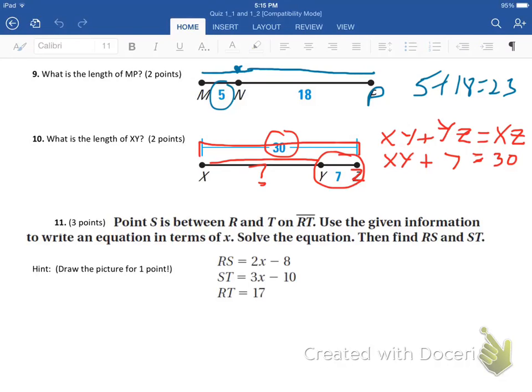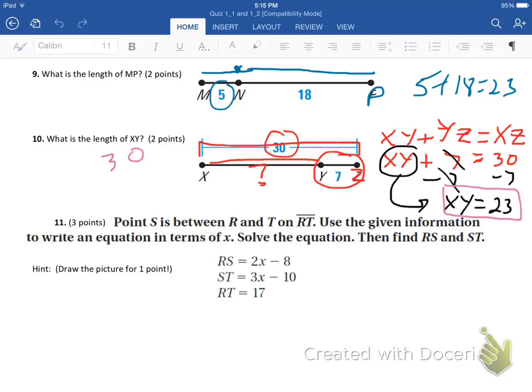is solve the equation to get XY by itself. XY is like a variable. So I'm going to subtract 7 from both sides. I'm going to get 23, and I'll bring this down because nothing happened to it. And I get XY is that, and I'll put it in nice magenta or something. And there's my answer there. So really all you had to do was go 30 is the whole thing minus the piece I know is 7, and I get 23 for the missing piece. That would have been a faster way to do it.